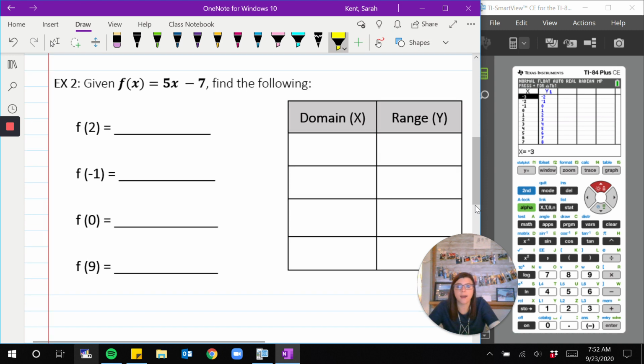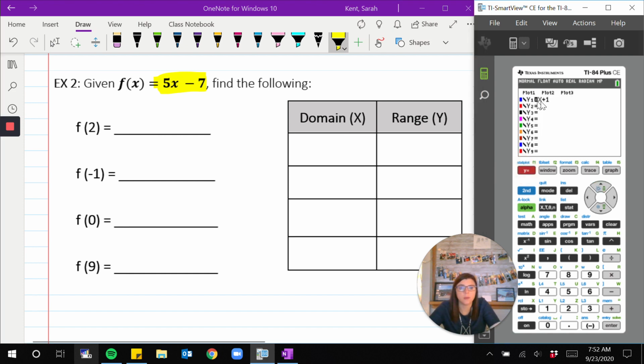So here we have a new function, f of x equals 5x minus 7. And we want to find all of these numbers. So again, I'm going to press y equals. In y1, I do not need that anymore. So I'm going to press clear. And then I'm going to type in what I see. So I see 5x minus 7. And then I can press again, second, graph, and I get this table.